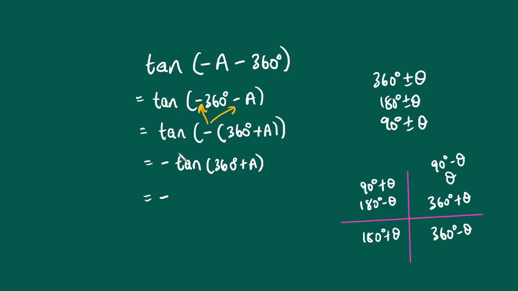Then you say, is tan positive or negative in 360 plus? Well, in 360 plus, remember all of them are positive, so that means yes, indeed tan is positive there, so it's going to be tan a, and your answer will be negative tan a.